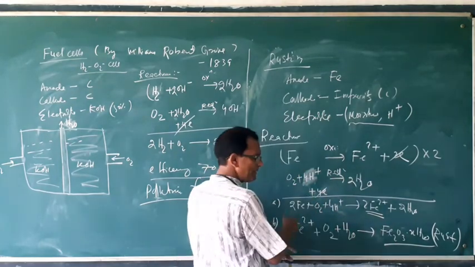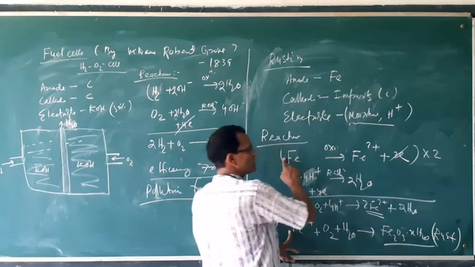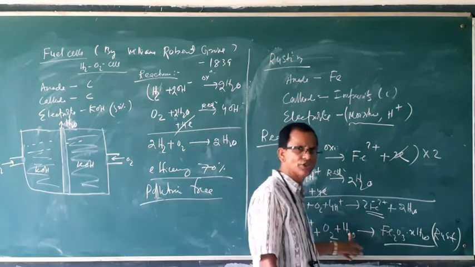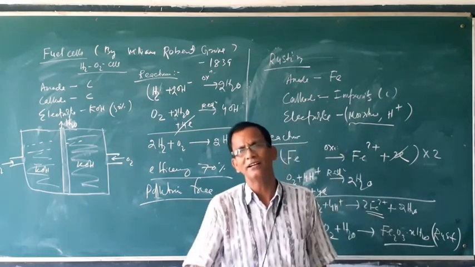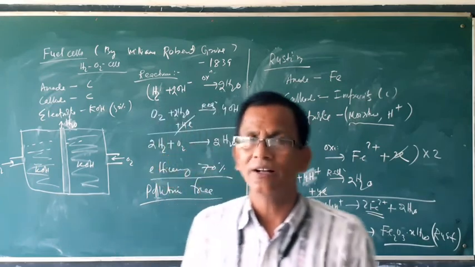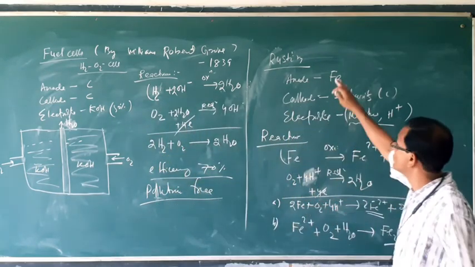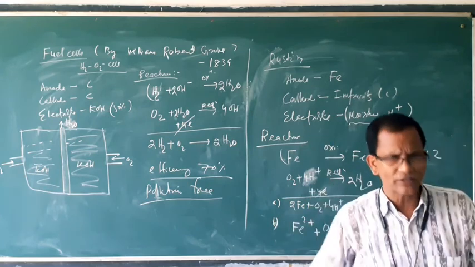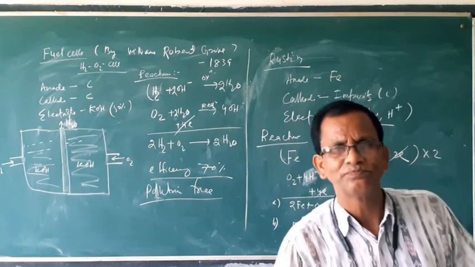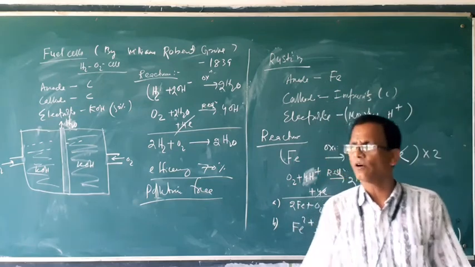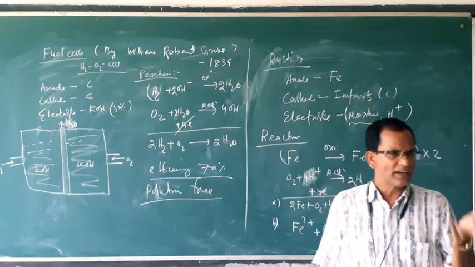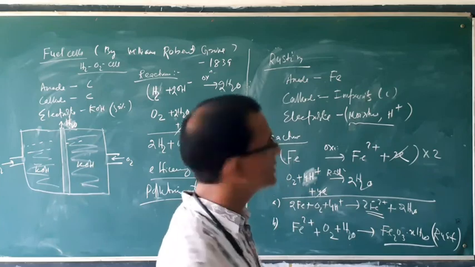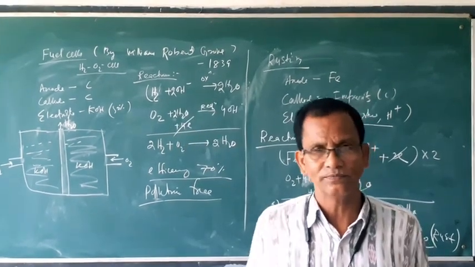Finally, iron first gets oxidized to ferrous ion, then the ferrous ion is again oxidized by oxygen and moisture and converts to hydrated ferric oxide, which is rust. So this is the electrochemical phenomenon that takes place on the surface of iron, making iron become rust. How can you protect iron from rusting? You already know: by applying paint, oil, electroplating, galvanization, which we have read in junior classes. So this is regarding the types of electrochemical cell. Thank you.